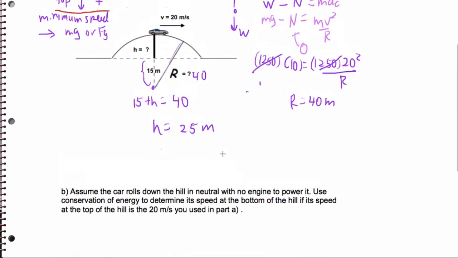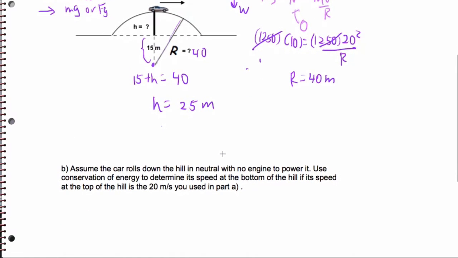Now for part B, they ask us: the car rolls down the hill in neutral with no engine to power it. We'll use conservation of energy to find the speed at the bottom of the hill. Now what we're saying is this. At the top of the hill, and I'll redraw this again, here's the car, we have speed greater than 0. We have v greater than 0.